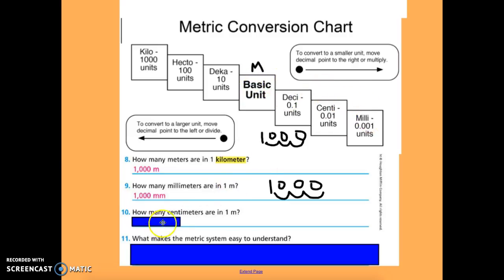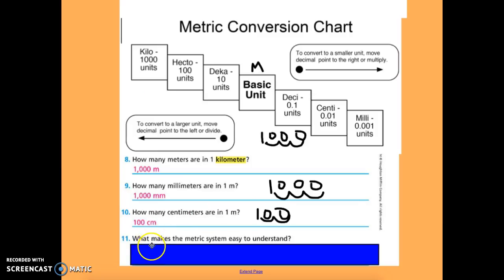Okay, this one. How many centimeters are in 1 meter? So I figure out where centimeters are, right here, centi. I figure out where my meters are, again, right in the middle, and I count my steps. So let me write this out. I have my 1, I'm going to count my steps. 1, 2, 2 steps. So I get to move my decimal point 1, 2. So how many centimeters are in 1 meter? 100 centimeters are in 1 meter.